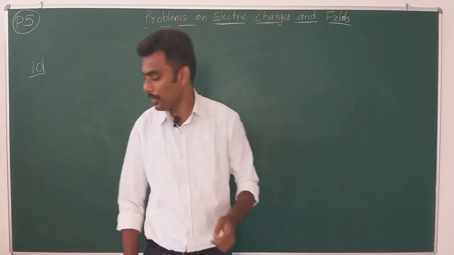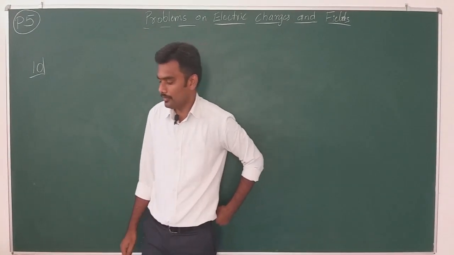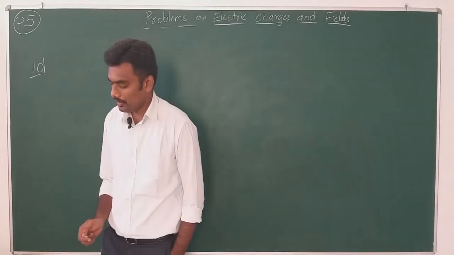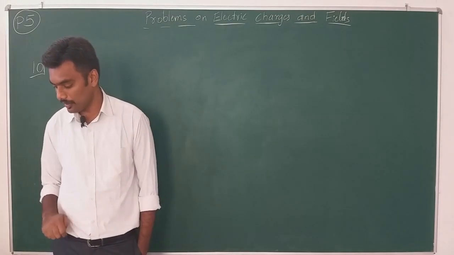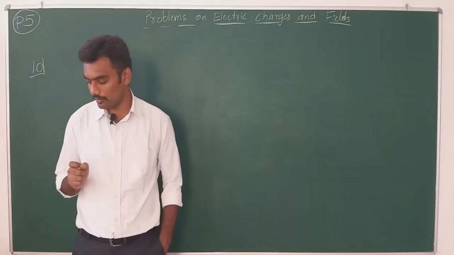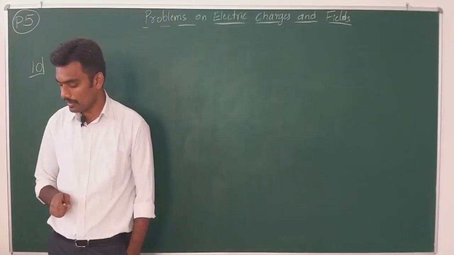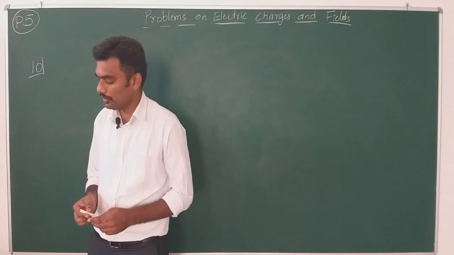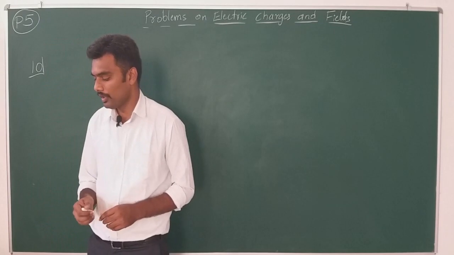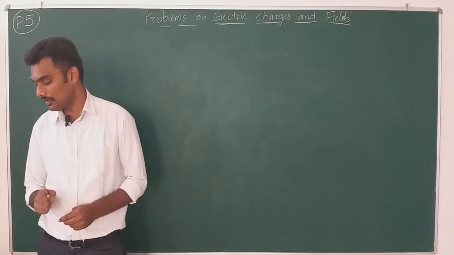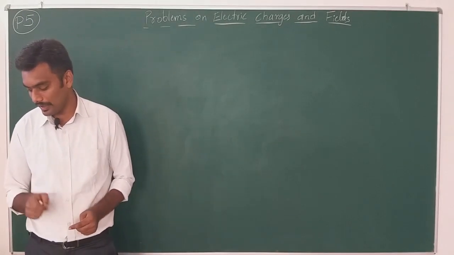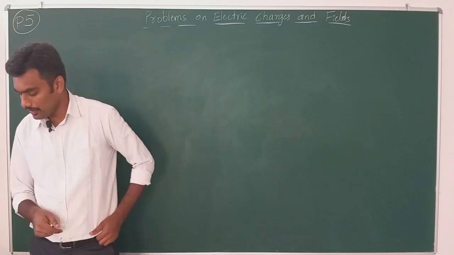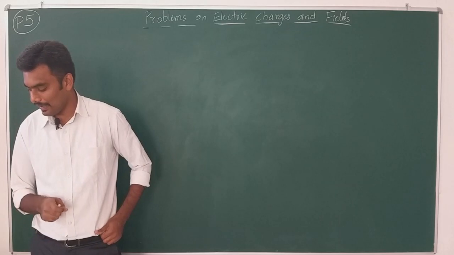Hello students, so let us continue our discussion. Question number 10, page number 39. Two point charges, 4 into 10 to the power of minus 6 coulomb and 2 into 10 to the power of minus 6 coulomb, are placed at the vertices A and B of a right angle triangle ABC respectively. B is the right angle.